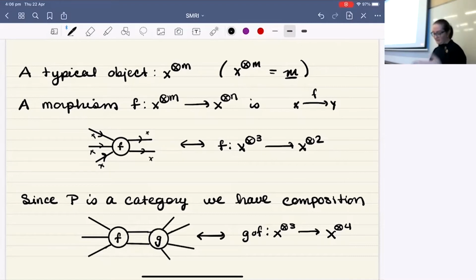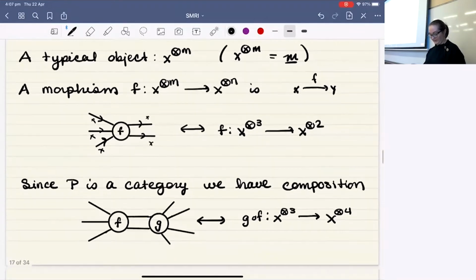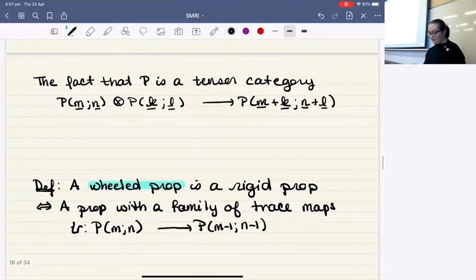Right, and then since P is a category, we have composition, which means I can get really complicated graphs out of this just by gluing graphs together. And this is just a composite of G and F along X tensor 2, X squared. And the fact that it's a tensor category means that I get some stacking.